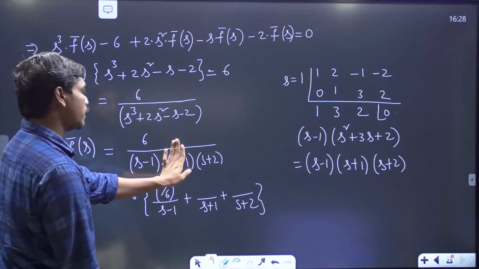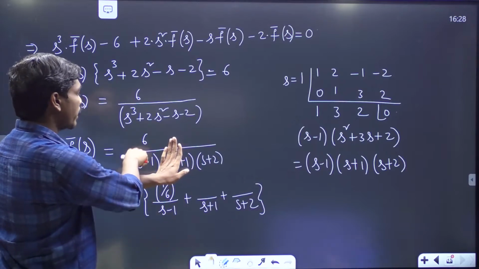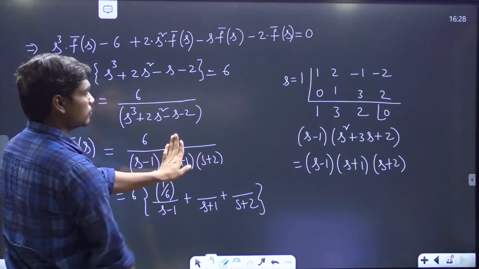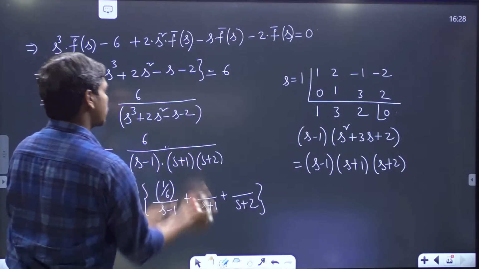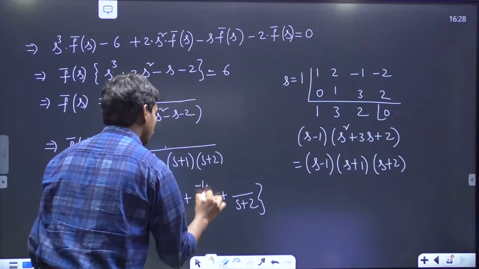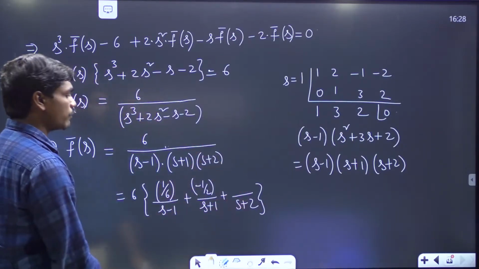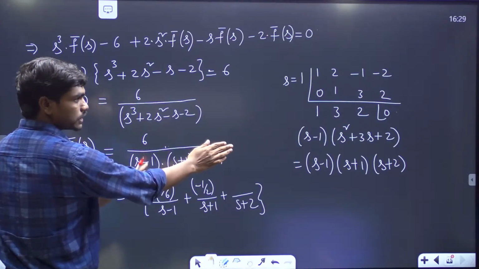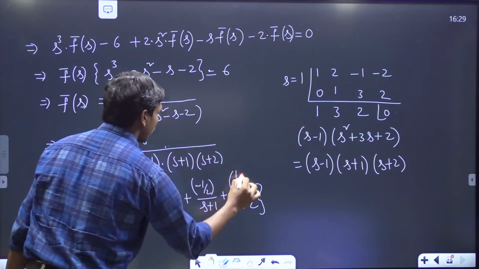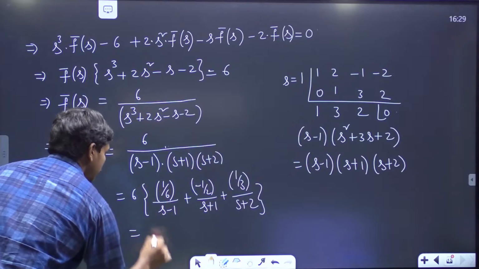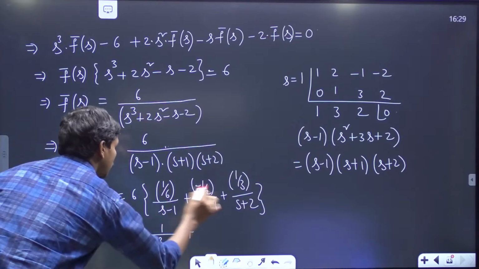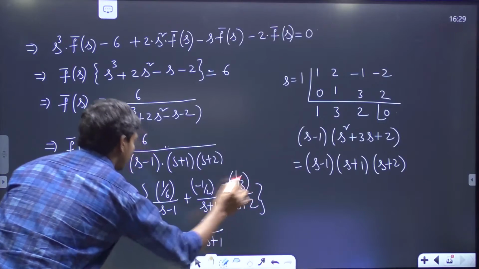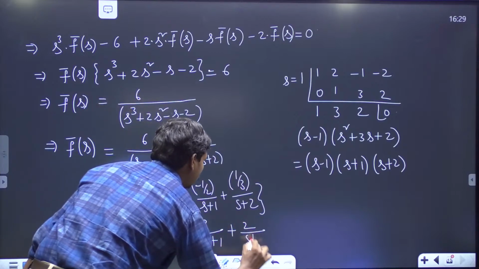Next, if you want the coefficient of s plus 1, put s is equal to minus 1 in the complete equation. So minus 1 into minus 1, this is minus 2. Minus 2 into 1 is minus 2. So 1 by minus 2 is minus 1 by 2. Next, if you want the coefficient of s plus 2, put s is equal to minus 2: minus 3 into minus 1 is plus 3, and this is 1 by 3. And if you see, this 6 gets cancelled, so 1 by s minus 1, minus 3 by s plus 1, and 6 gets cancelled 2 times, so 2 by s plus 2. This is what we have.